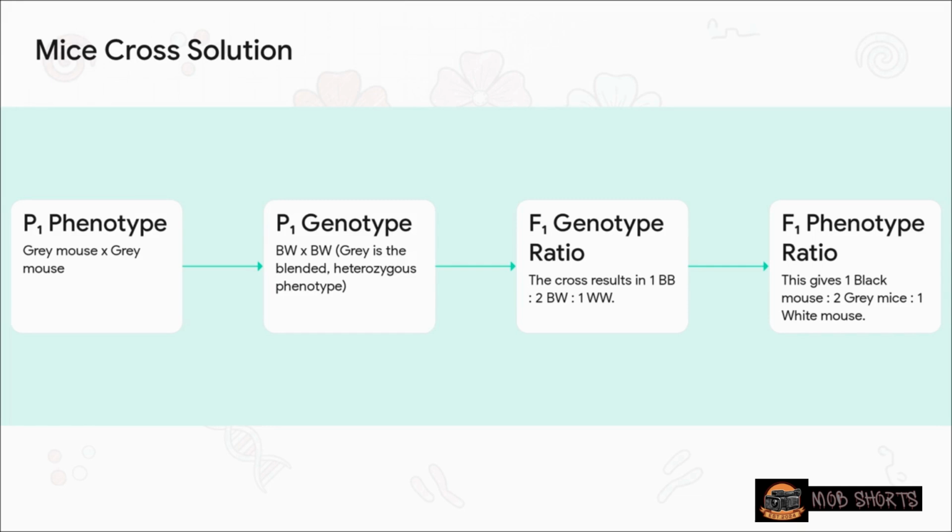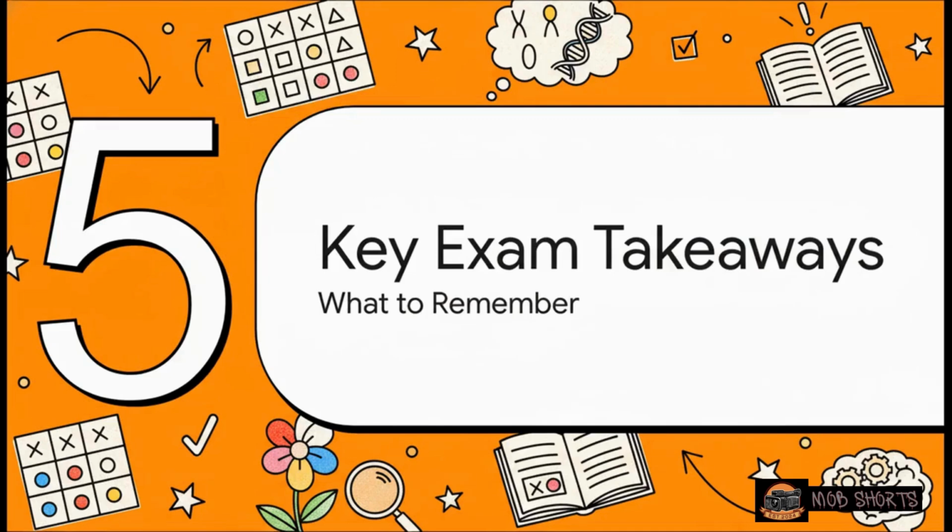And finally, the F1 phenotype. This gives us a ratio of 1 black mouse to 2 gray mice to 1 white mouse. And that perfectly explains how 2 gray parents can have babies of 3 different colors. If you got that, fantastic work. We are just about done.